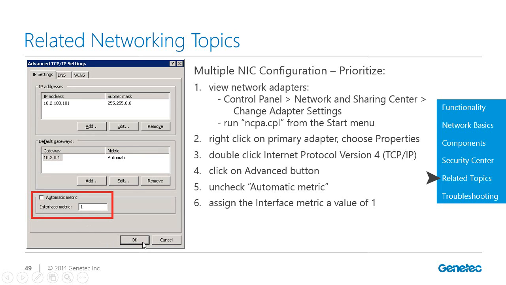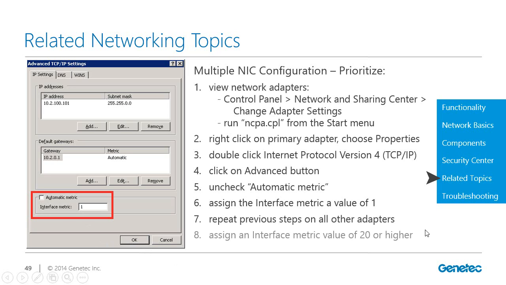Here we just need to hit the OK button until we're back to the list of NIC adapters. So just repeat the same steps on all the other network adapters you have active on the system, but assign them a value of 20 or higher in the interface metric field.